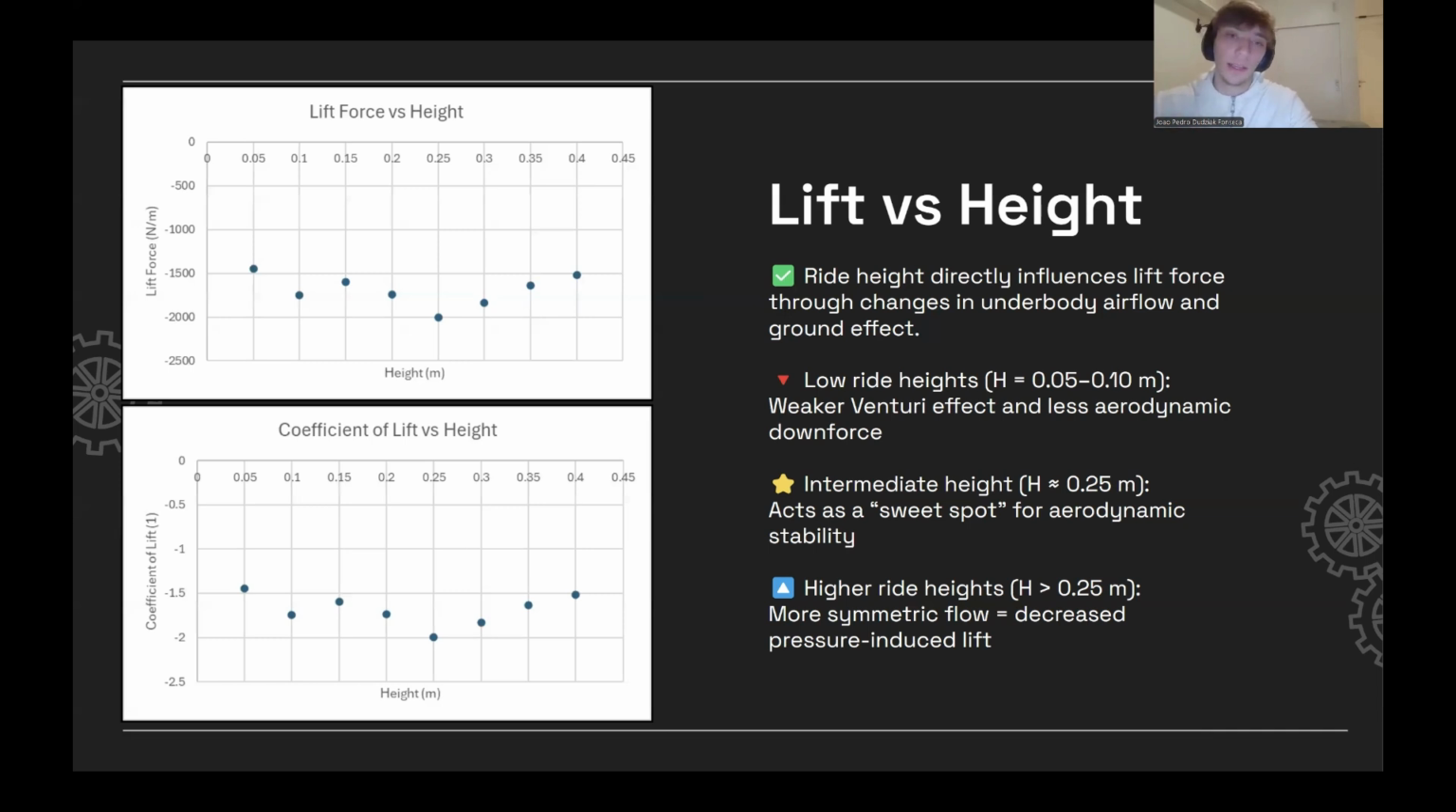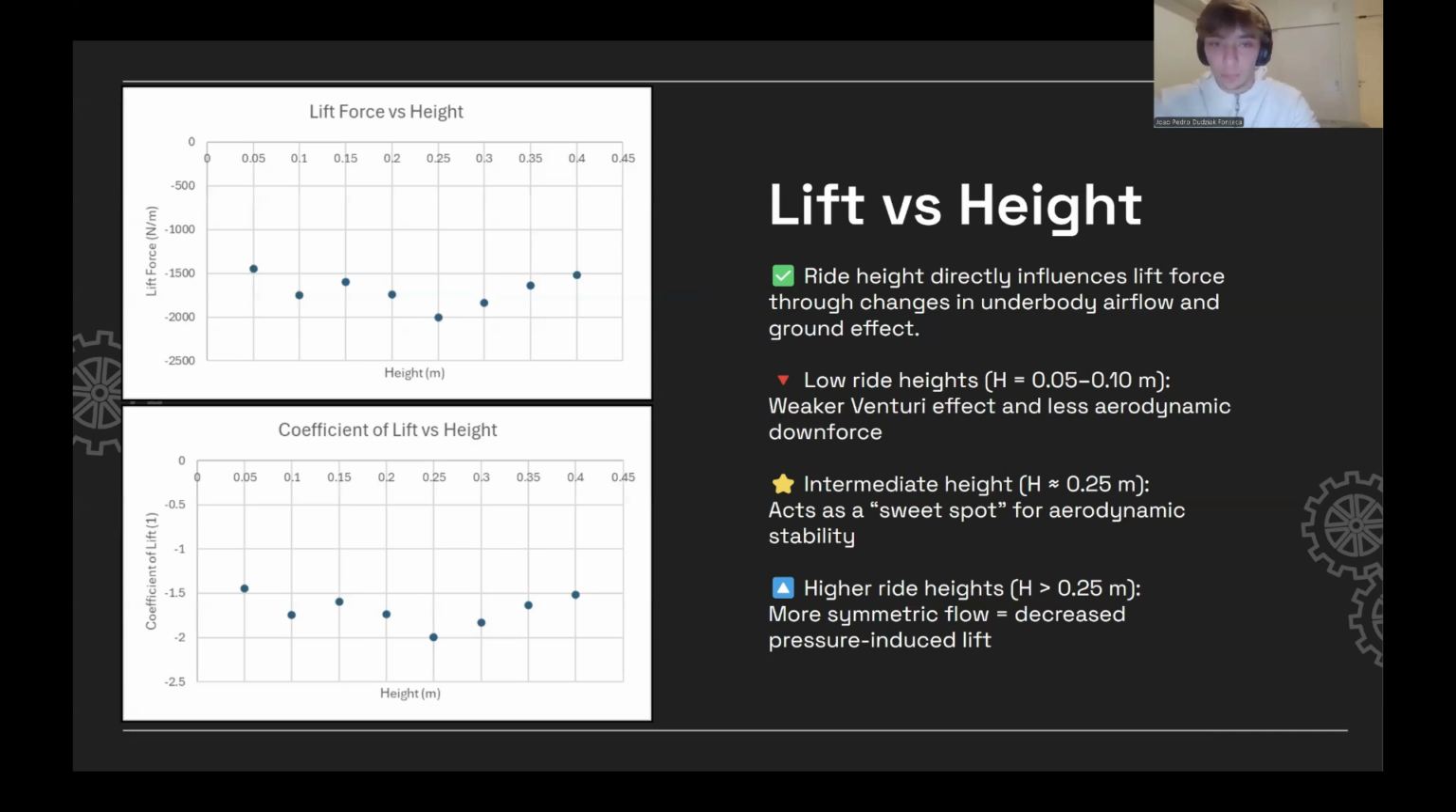As you can see here for lift, there's definitely a correlation between ride height and the lift force. This is theorized to be because of the underbody airflow and the ground effect. For low ride heights, there is surprisingly smaller downforce than some other ones. This very small clearance may limit the airflow acceleration, which may increase the underbody pressure. Because of that, there is a weaker Venturi effect and then also less aerodynamic downforce.